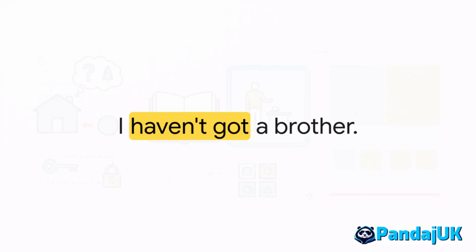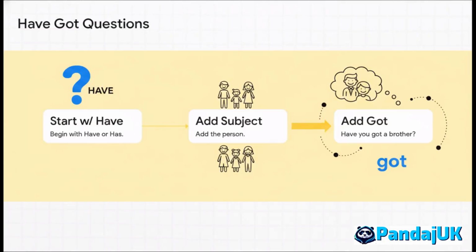For the negative form, we say, I have not got a brother. The short word here is haven't got. Let's say it clearly together. I haven't got a brother. Let's move on and see how this builds into a question. 3 steps again. Step 1, start with have. Step 2, add the person. Step 3, add the word got. Have you got a brother? It's clear, it's simple, and it's super useful.